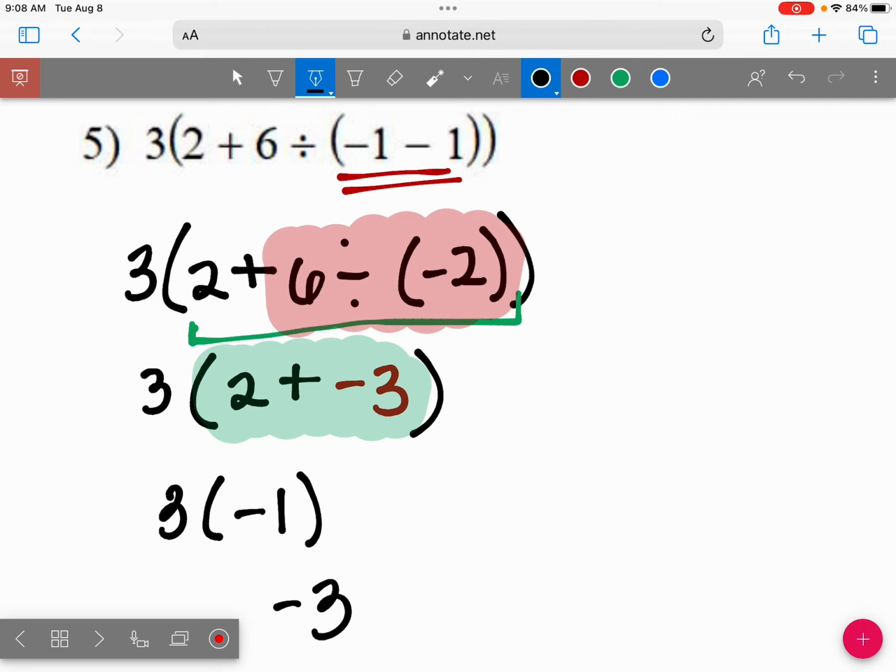So I would have to see all of this on Friday for you to get full credit. Any questions? All right, let's look at number 6.